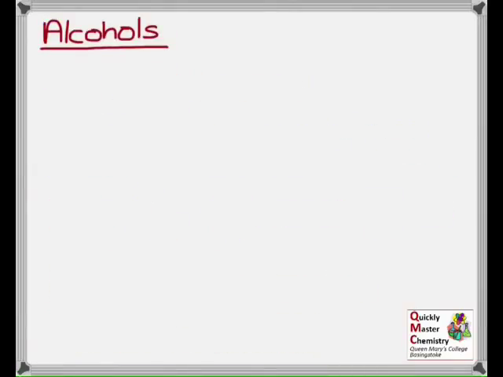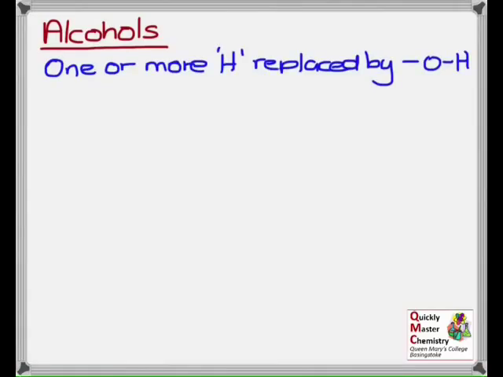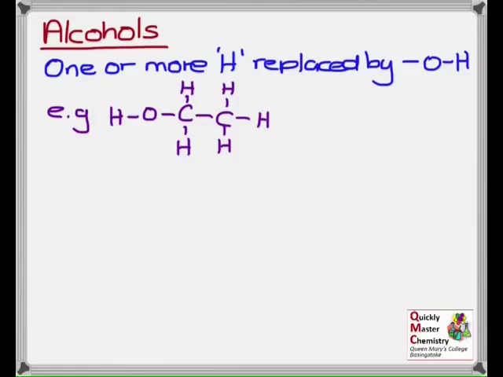Well, we'll move on to another homologous series now and finally meet one that doesn't just have carbon and hydrogen in its structure, the alcohols. They all have the characteristic feature of having one or more of the hydrogen atoms along the chain replaced by an OH group, so bringing an oxygen atom in. A typical alcohol is the one shown there. That's ethanol. That's actually the alcohol that you get from fermenting sugars.